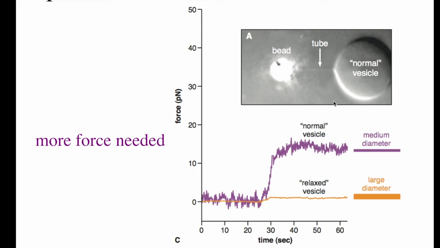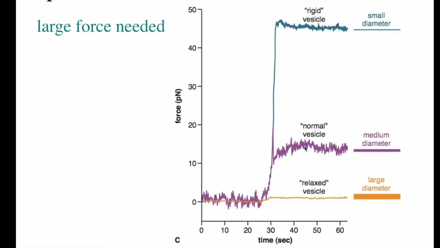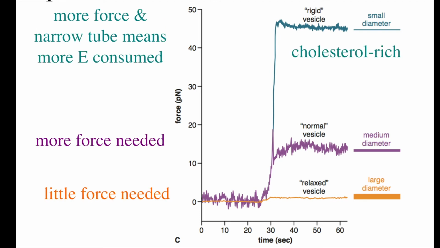If it's a so-called normal vesicle, different kind of membrane composition, tougher than the relaxed vesicle, it takes more force. And then if you change the membrane composition again, it takes a lot of force. So how do they change this membrane composition? Well, you can change the actual kind of phospholipid that's in the membrane. That'll do some of it.